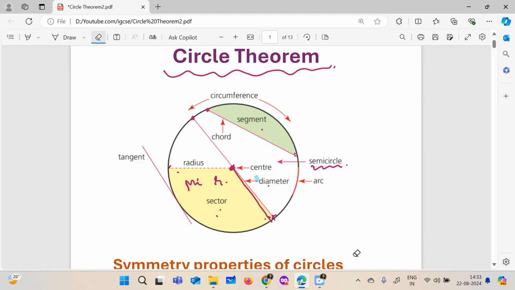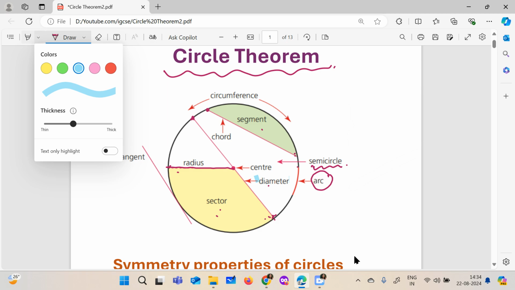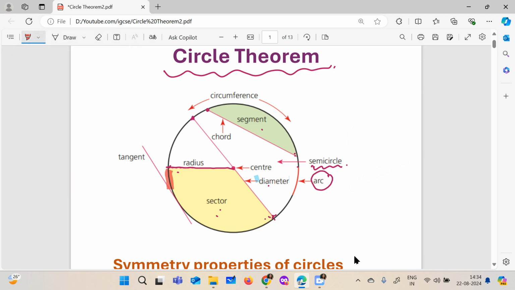Now let's see the other terms. You can see a word mentioned, arc. What is an arc? An arc is nothing but a part of the circumference. When you have a sector, you also have a part of the circumference of the circle, and you can call this part an arc. Is this clear to you?